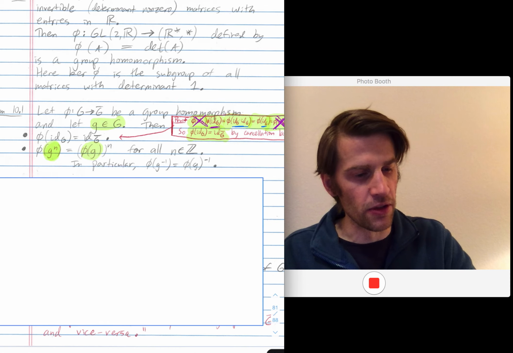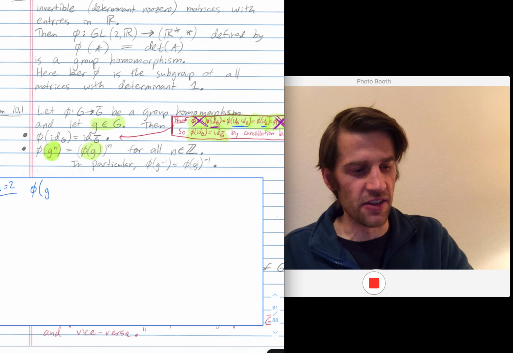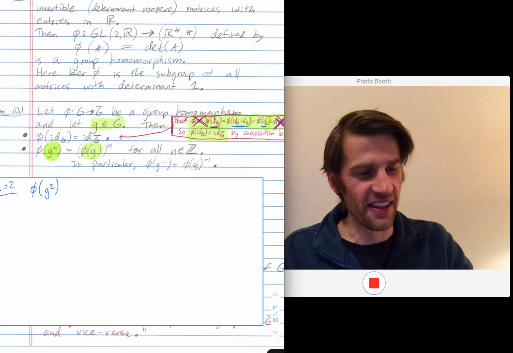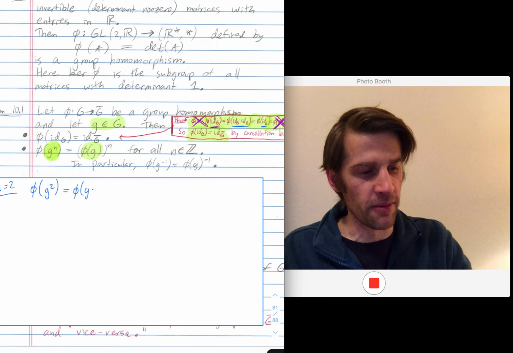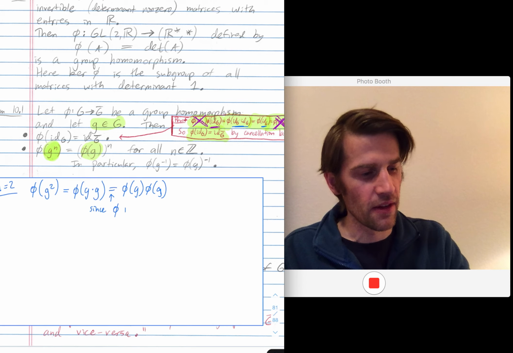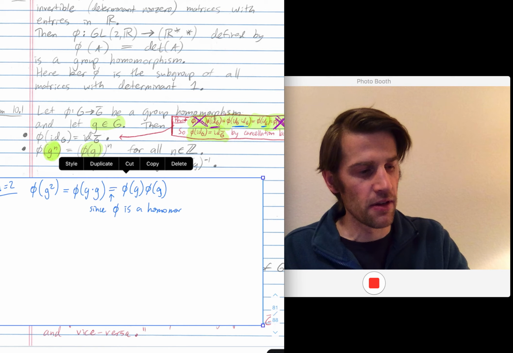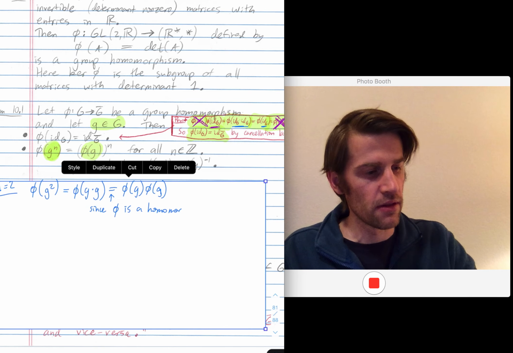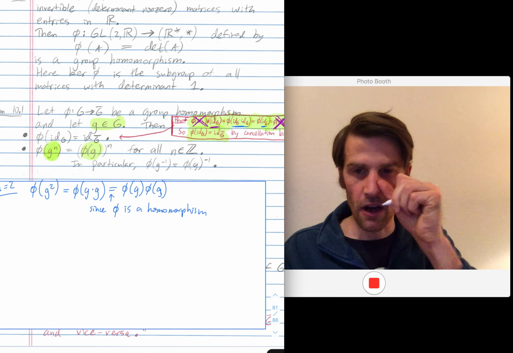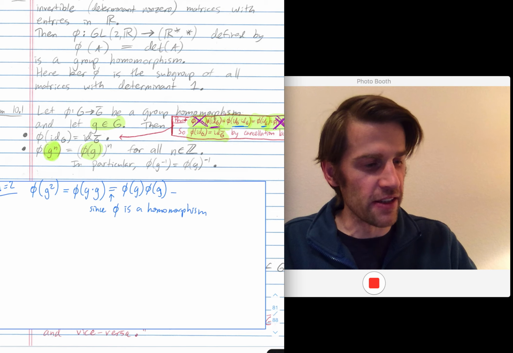So for n equals 2, what this is saying is that phi of g squared, well, let's just do it. That's phi of g combined with g. Since phi is a homomorphism, this is just phi of g combined with phi of g. And then another name for what I have on the right is just phi of g quantity squared.